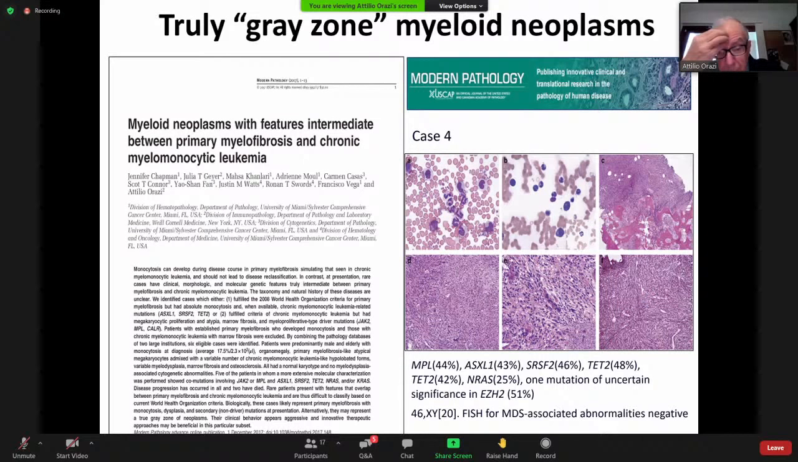The MPL, the thrombopoietin receptor gene, has really never been published in CMML. It's really an MPN-associated mutation. And when we checked the database from Munich, thanks to Dr. Torsten Haferlach, he could not find any single case of CMML with MPL in the Munich database. So I feel fairly confident this was actually PMF, but for the purpose of this paper, it was called a gray zone because we weren't sure.